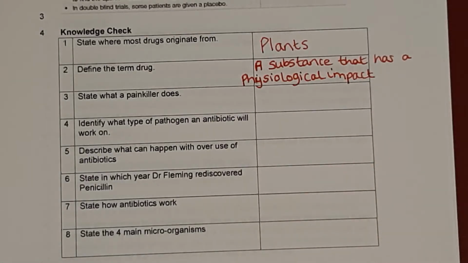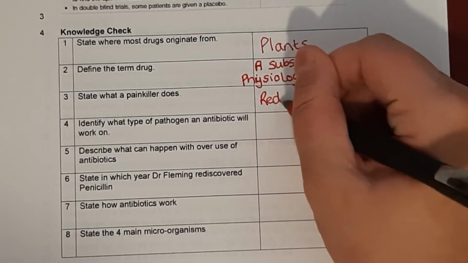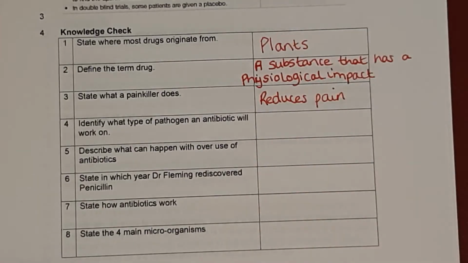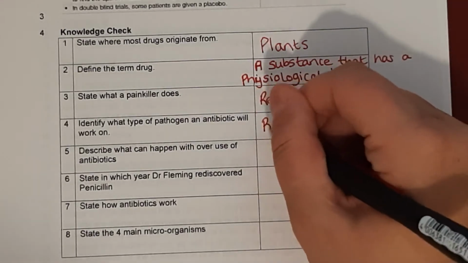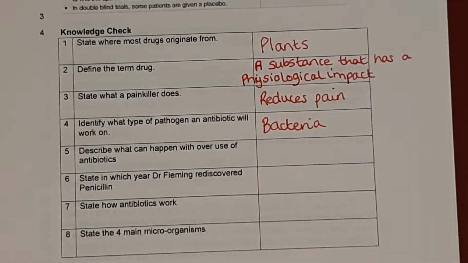Question 3. State what a painkiller does. So a painkiller reduces pain symptoms. Question 4. Identify what type of pathogen an antibiotic will work on. So antibiotics will only work on bacteria. If you've written virus or fungi or anything else, that would be incorrect.